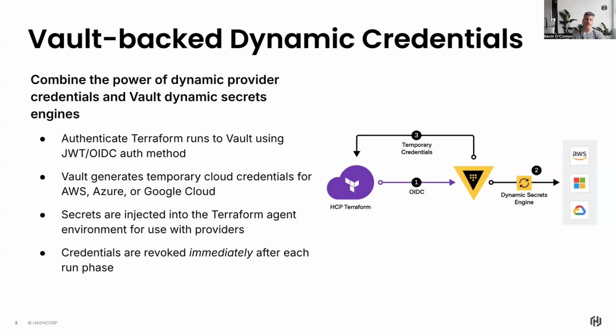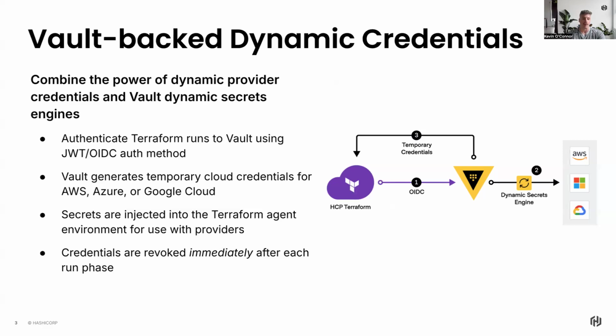Then the credential is injected into the run environment for use with the corresponding Terraform provider. It's essentially what's happening in step 3 there, right? And it's all abstracted away from the user, right? They're never being exposed to this. And then once the plan or apply is complete, that temporary Vault token and the downstream cloud credential are revoked to eliminate the risk of reuse, right?